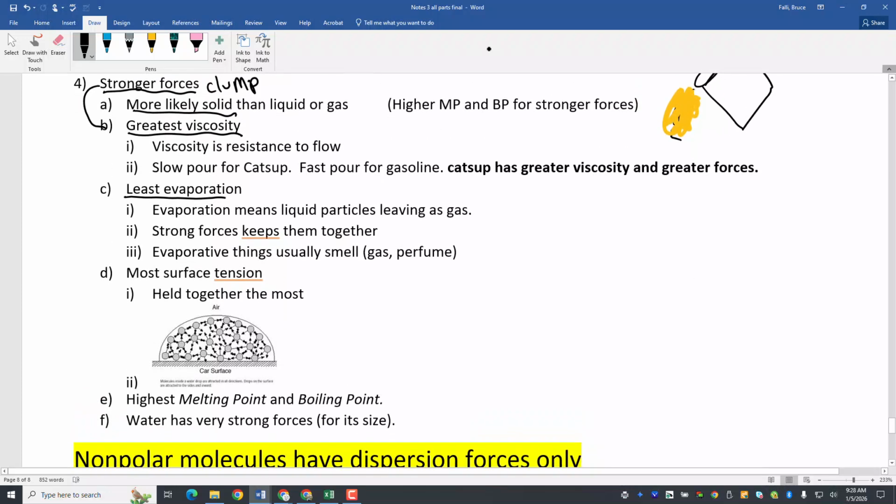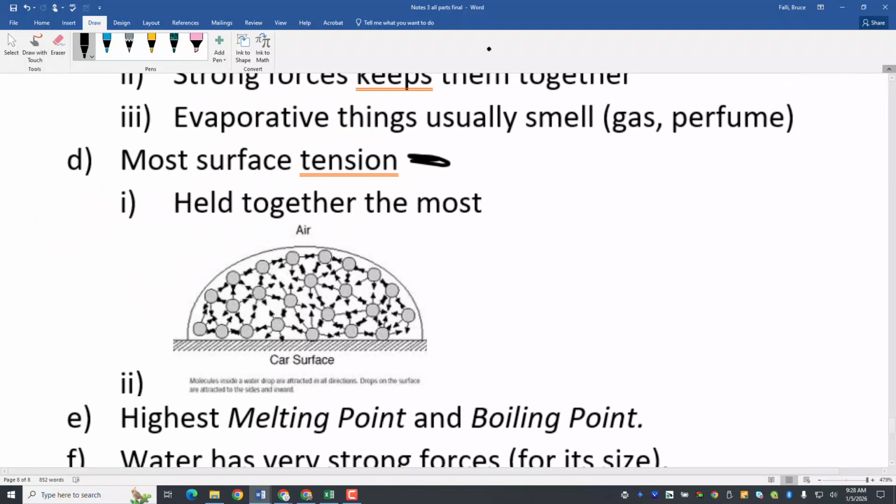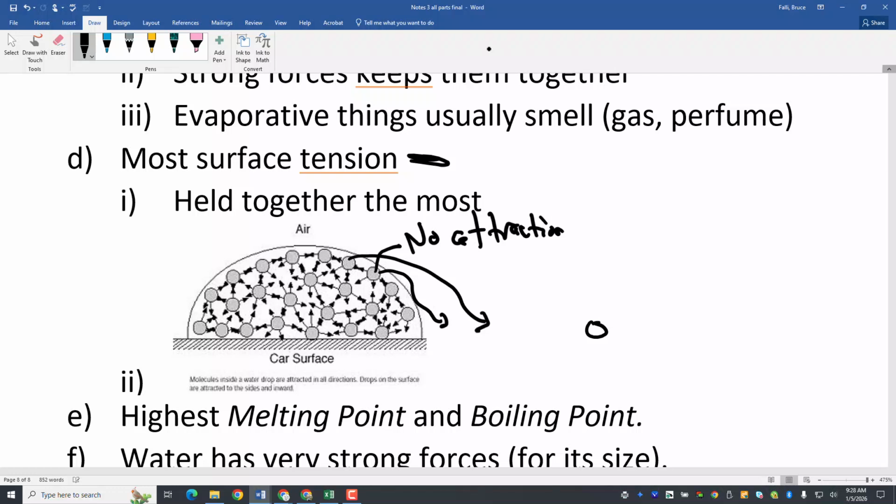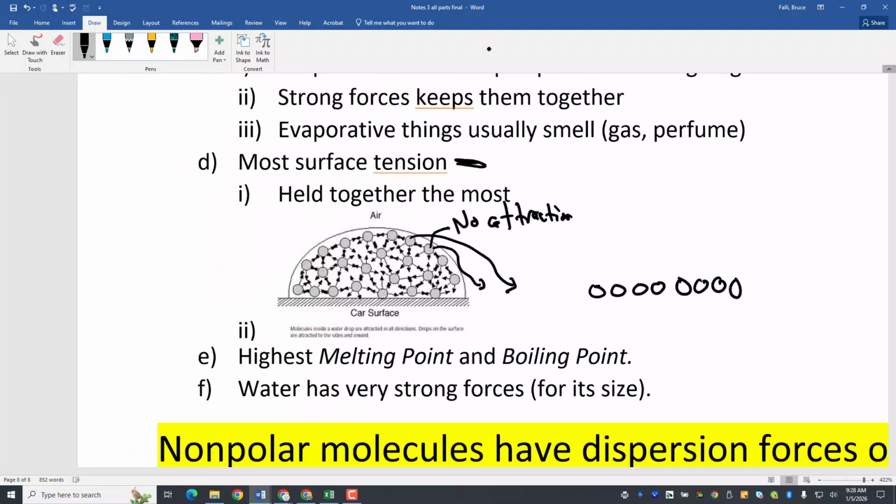The next thing, if you have a stronger force, you have more surface tension. Surface tension means you're held together the most. If these are all molecules, if they very much love each other, they will stack up like this. If this one has no attraction or weaker attraction, do you see how it would fall and go here? Same thing would be here. And what I would be left with would be a bunch one layer thick. Surface tension means which one holds together the most, has the tallest dome.